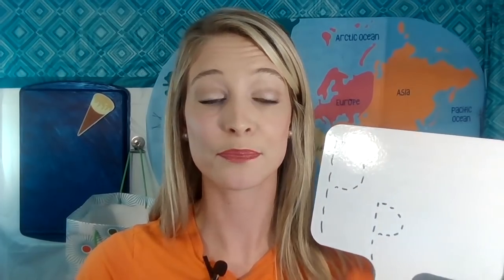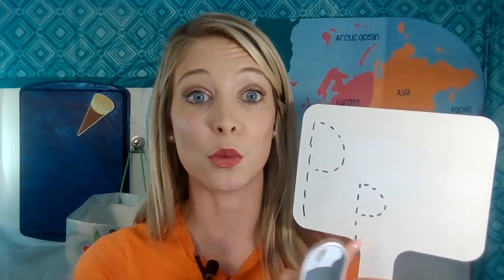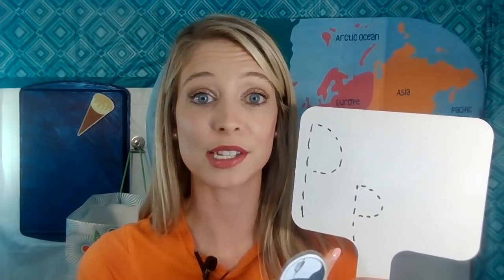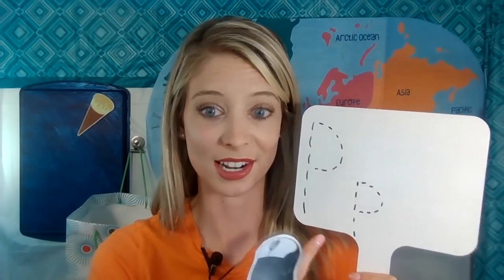Okay, so again, we are on slide number 4, and it's just the big P and the small p, and it's outlined. Okay, so I did that here. You can use a wet erase marker or a dry erase marker, whatever you choose to use on here. Okay, so let me show you how I suggest teaching this one.